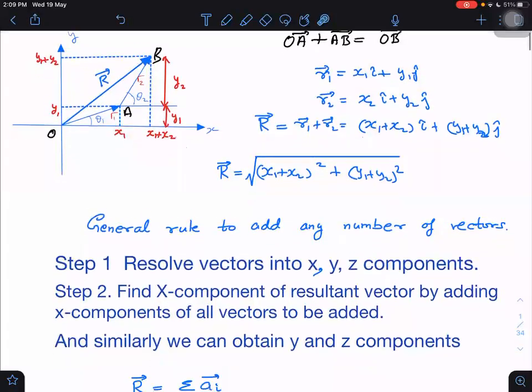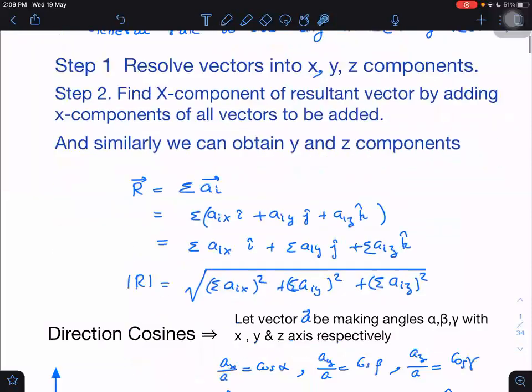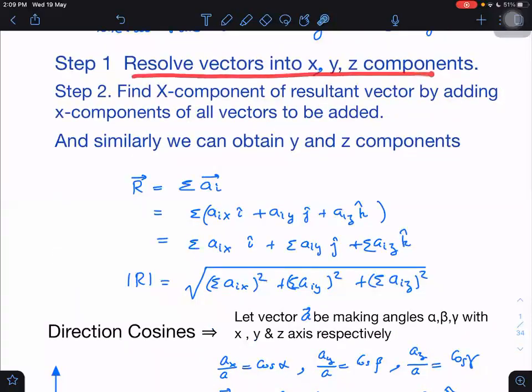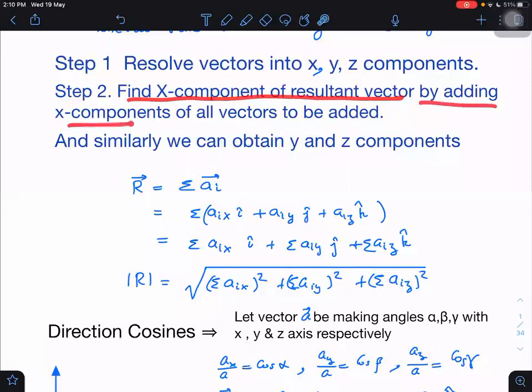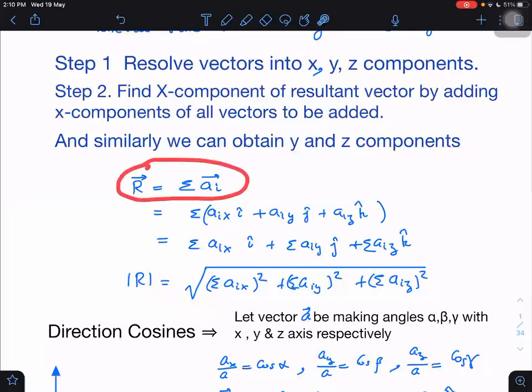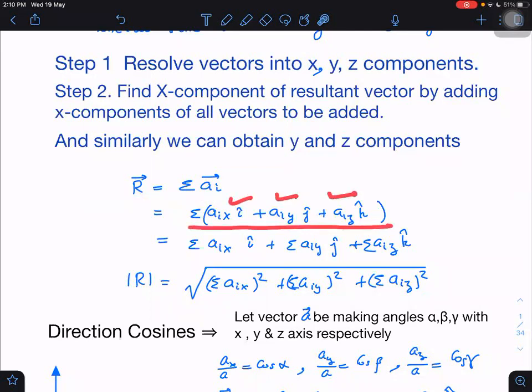Okay, sir. Next, we have step 1. Resolve the vector into xyz components. That is one thing. Second step, find the x component of the resultant vector by adding the x components of all vectors which are to be added. Similarly, we can obtain the y and z components. So in general, I can say like this. If I have a vector r which is the resultant of individual vectors a1, a2, a3 or ai, then I can write sigma ai as the resultant, which will be written further in terms of components aix, aiy and aiz.